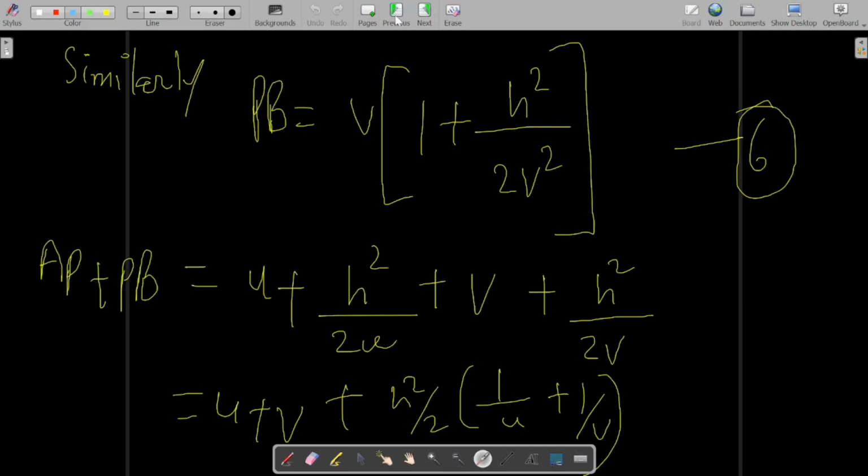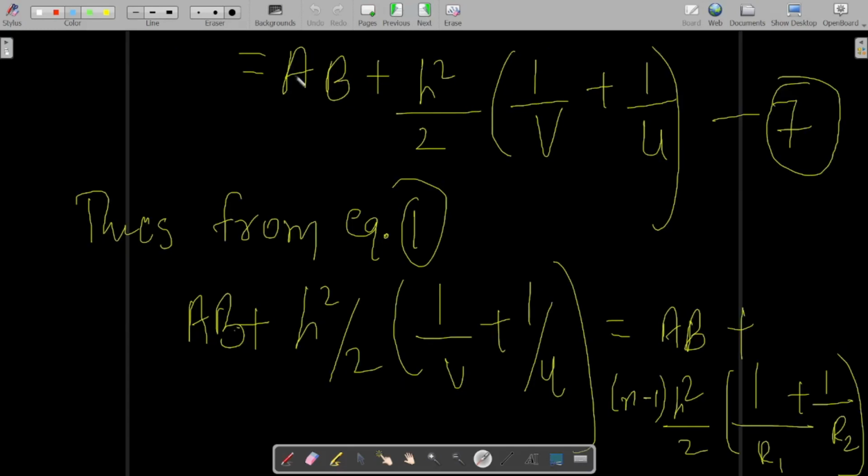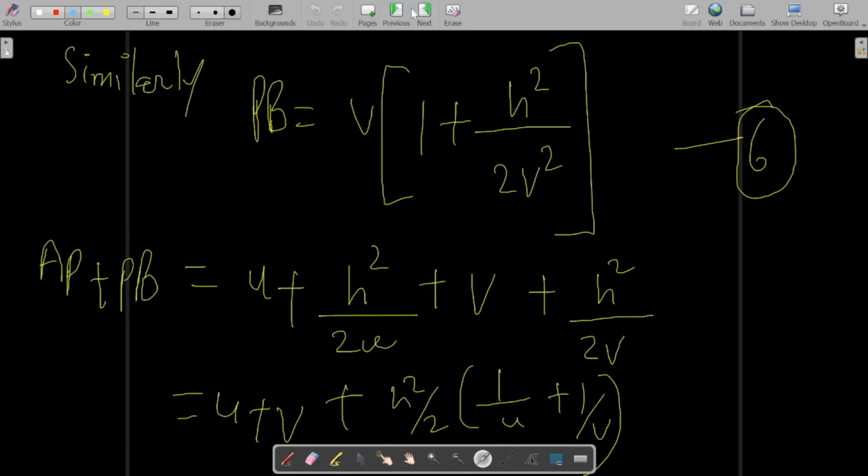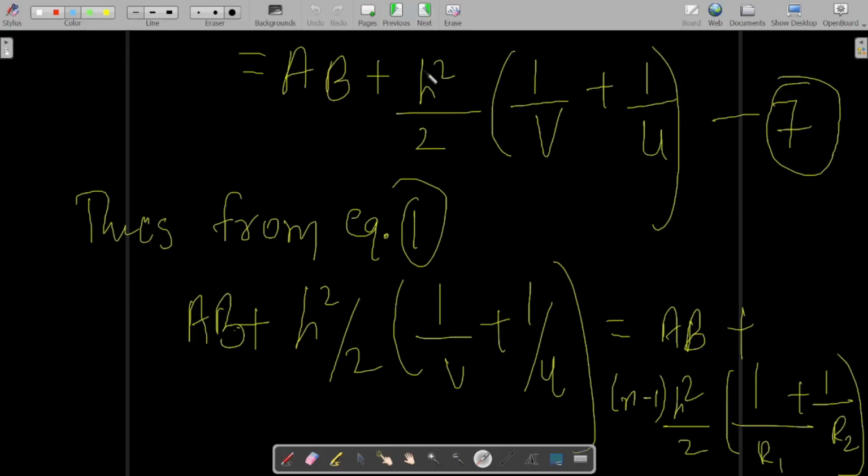Then, just a second. Over here it is u plus v. Then what will happen? U plus v will be written as AB, just shown right now. Just a few moments ago I showed it to you. This is your equation number 7.